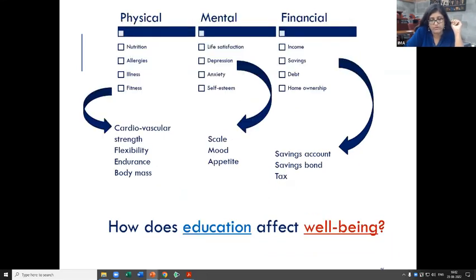If you're asking about well-being, it could be physical well-being, mental well-being, or financial well-being. And within each, you'll ask certain questions. You can also use certain scales within a survey. I hope all of you know the difference between a survey and a scale. A scale is a specialized kind of survey. We won't go into the detail, but a scale is very different from a survey.